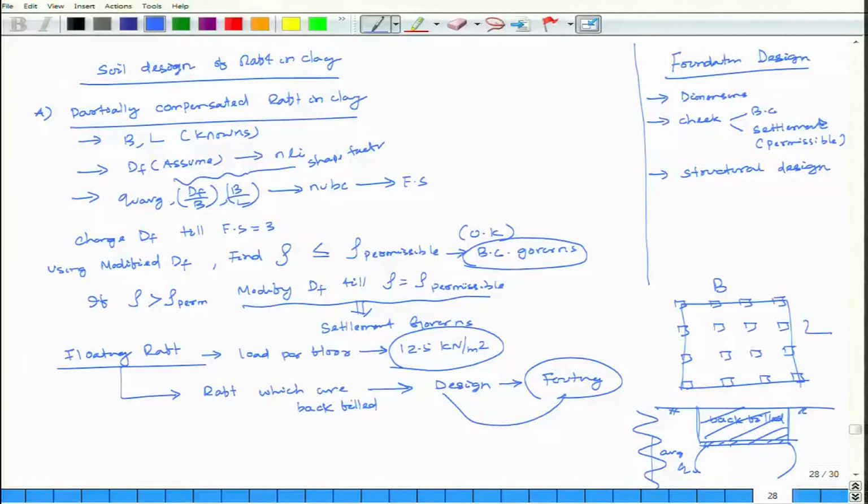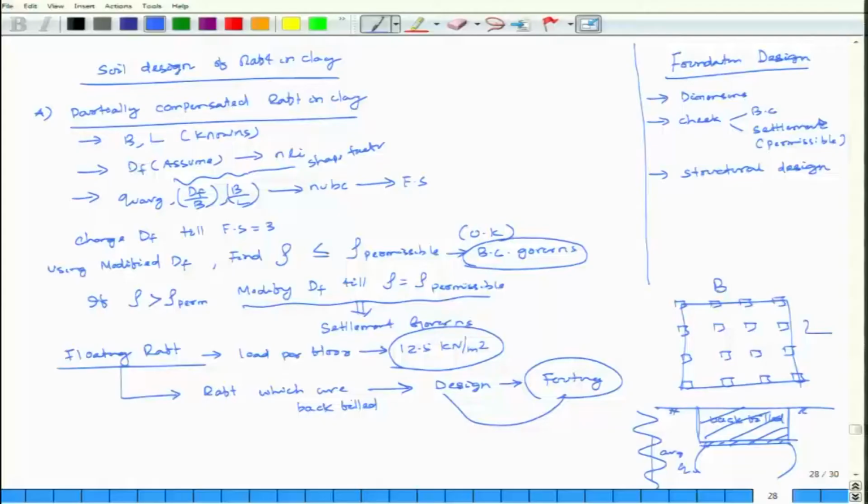From there you have to find the net load intensity. Then you calculate Q average, which will be given at every 1.5 meter or 2 meter interval. Then, based on DF by B and B by L, you find the shape factor. Once you get the shape factor, from there you can find the net ultimate bearing capacity.